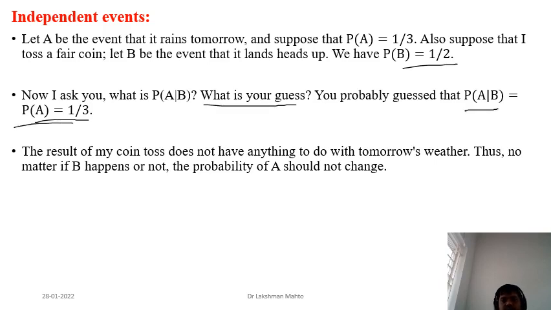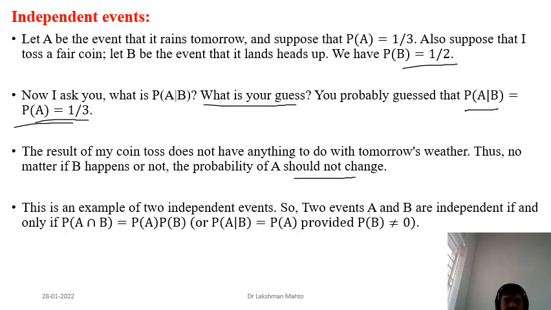If these two probabilities are the same, then we can say that these two events are independent of each other. The result of my coin toss doesn't have anything to do with tomorrow's weather. It does not matter if B happens or not, the probability of A should be unchanged. This is an example of two independent events. So, two events A and B are independent if and only if the probability of A intersection B is given by just the product of the prior probabilities, or simply the conditional probability is equal to the prior probability. Then we can say that these two events are independent of each other.